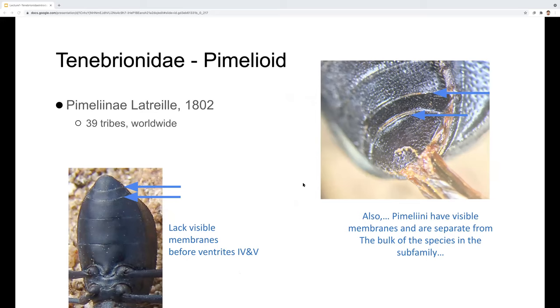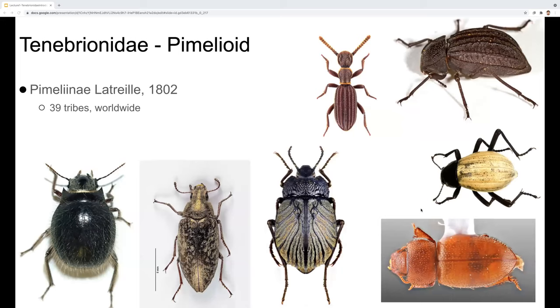That said, the nominate tribe Pimeliini actually do have visible membranes between their ventrites. And so there's gonna be some nomenclatural issues here, but we're not gonna worry about that because that's all in the Old World, and we're not gonna have to worry about it too much for North America, thankfully. So the subfamily Pimeliinae, there are 39 tribes worldwide. Again, large diversity in body forms, shapes, sizes, and some really cool beetles that we'll be talking more about.